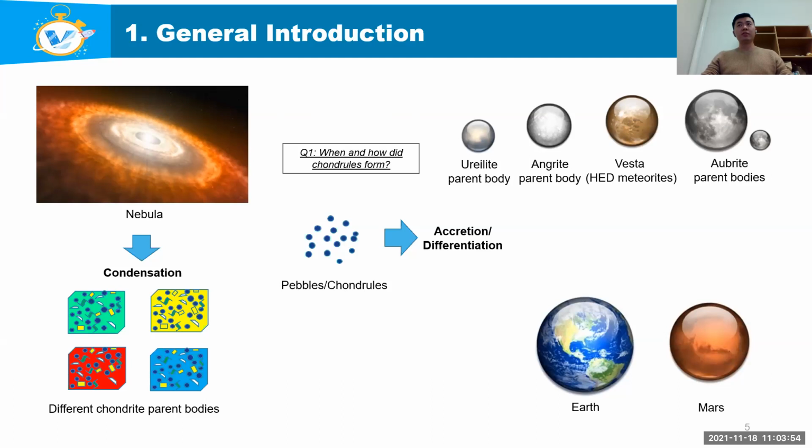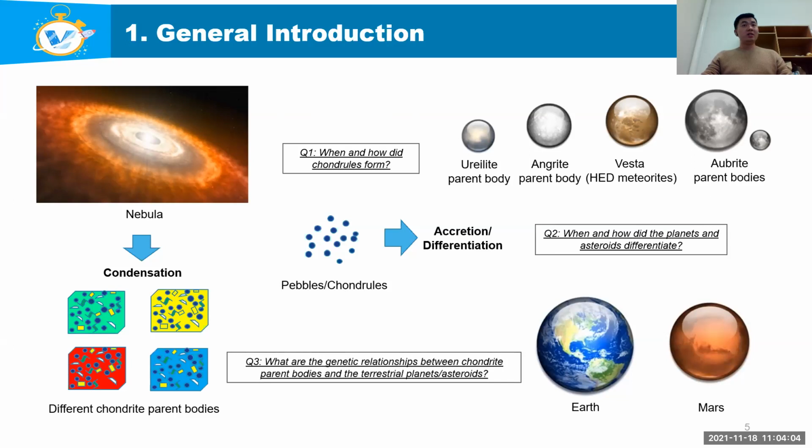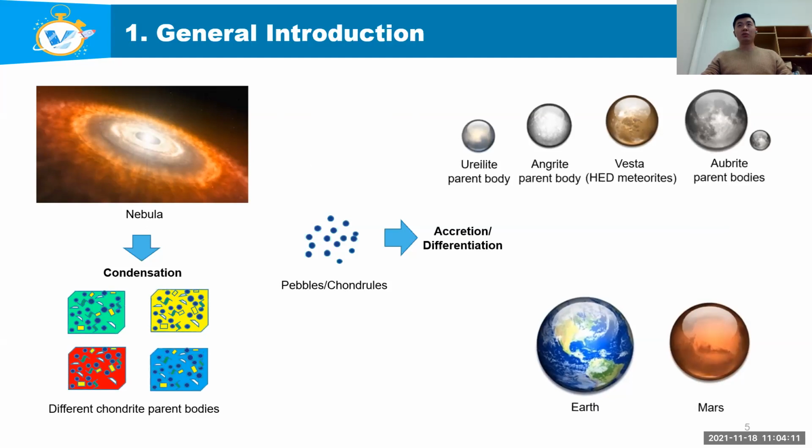However, there are several fundamental questions we need to answer. When and how did chondrules form? When and how did the planets and asteroids differentiate? And what are the genetic relationships between chondrite parent bodies and the terrestrial planets? We are very lucky because we have meteorite samples from these different bodies in the solar system.